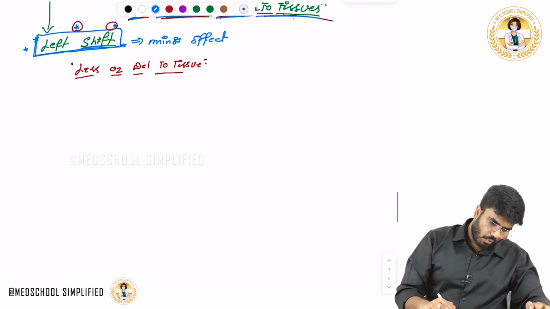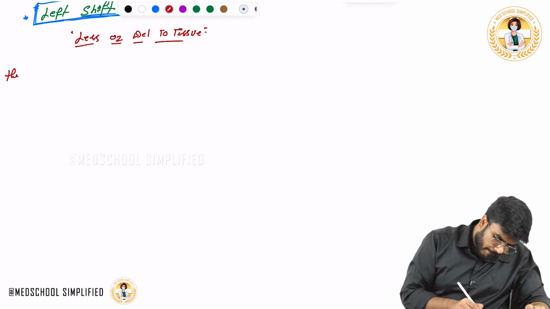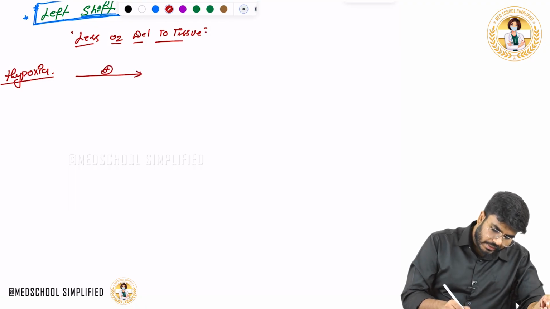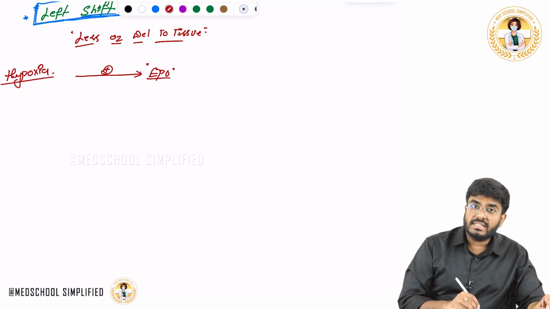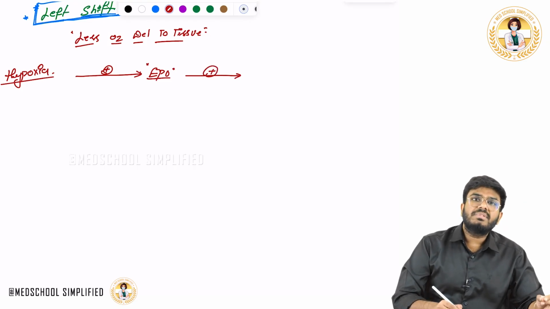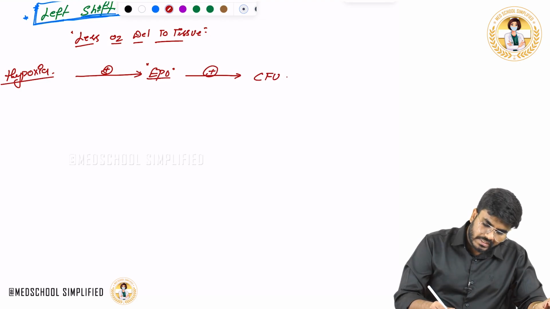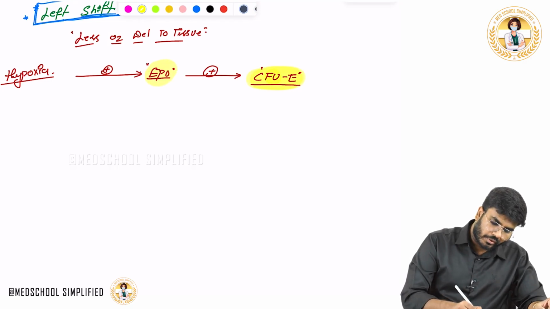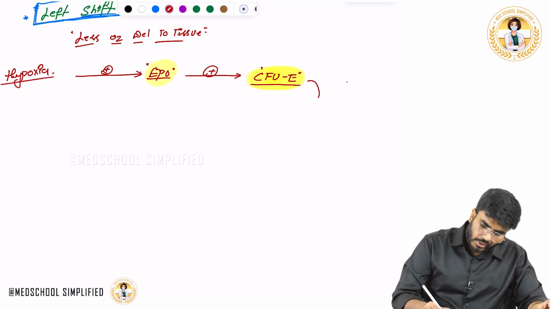Next, what else? Whenever there is hypoxia, I have explained that hypoxia is going to stimulate 2,3-bisphosphoglycerate production. Hypoxia is also going to stimulate erythropoietin. I have explained what this erythropoietin is going to do. The name itself says it increases the number of RBCs. How? MCQ: erythropoietin stimulates certain stem cells. What are they? Colony forming units, the erythroid colony forming unit. So erythropoietin hormone stimulates the erythroid colony forming unit.